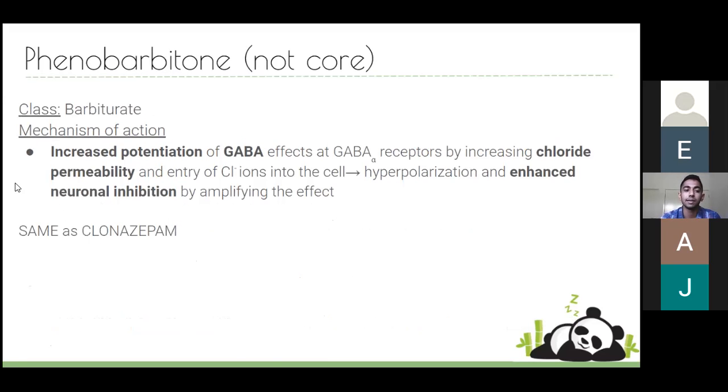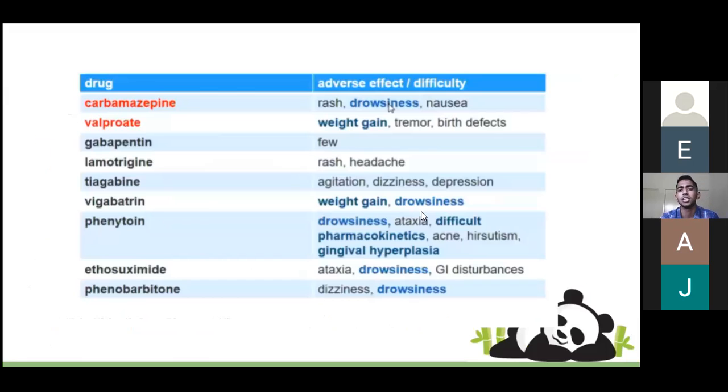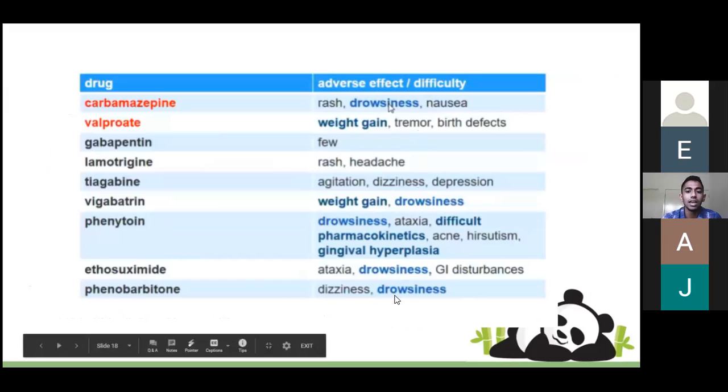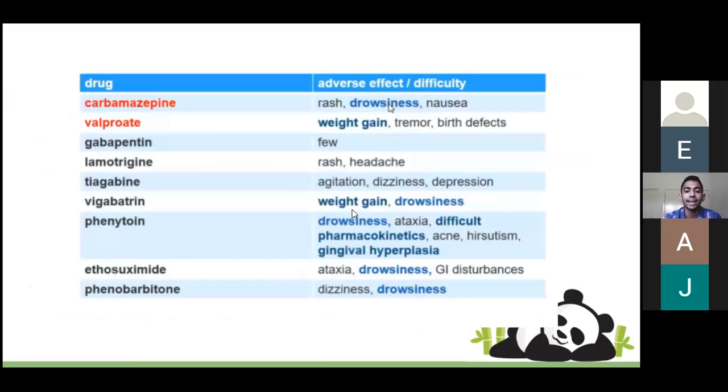Phenobarbital. So again, same sort of thing going on as clonazepam. So I won't focus on that either. But again, not core, so I wouldn't focus on it too much. This is a summary of the side effects. So as you can see, drowsiness is pretty much across the board over all of these drugs. We've got weight gain in the one starting with V, so weight gain, however you want to remember it.